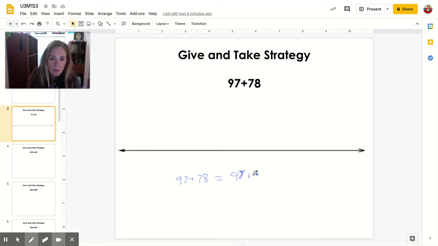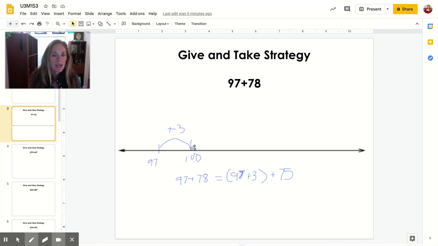So I'm going to take 3 from the 78. And I know 8 take away 3 is 5. So that means that 78 has turned into 75. 75 plus 3 would be 78, right? So that's where I get that. Now I'm going to draw my number line. Starting at 97, I'm going to add this 3 and land on 100, just as I had planned.